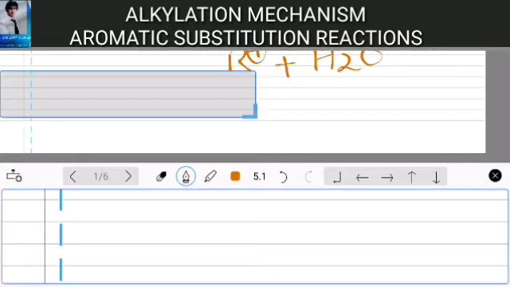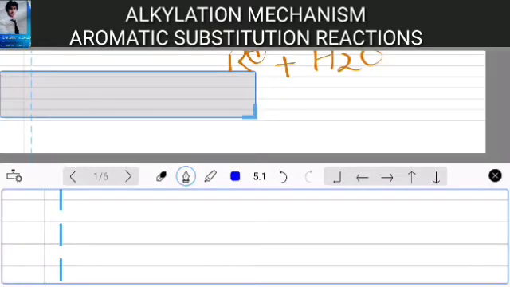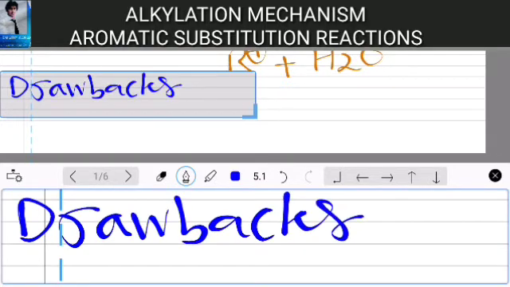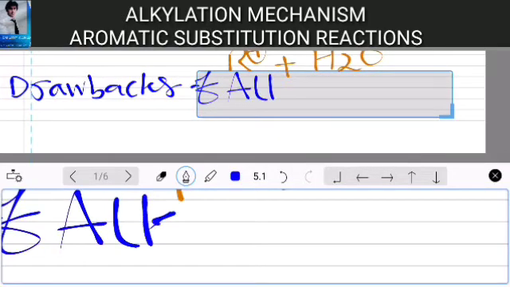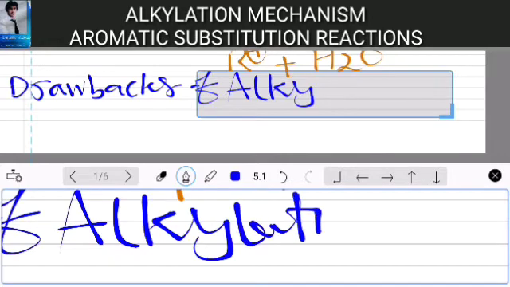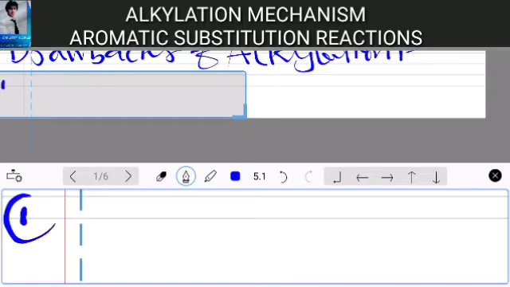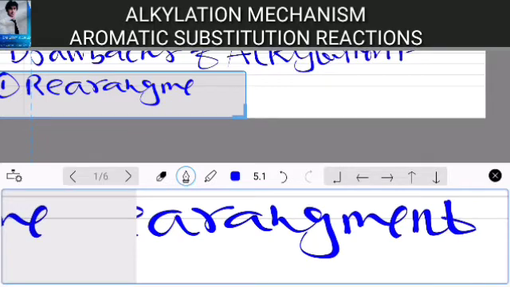There are some defects of alkylation. We can also say drawbacks of alkylation. The first one is rearrangement, rearrangement of reagent.